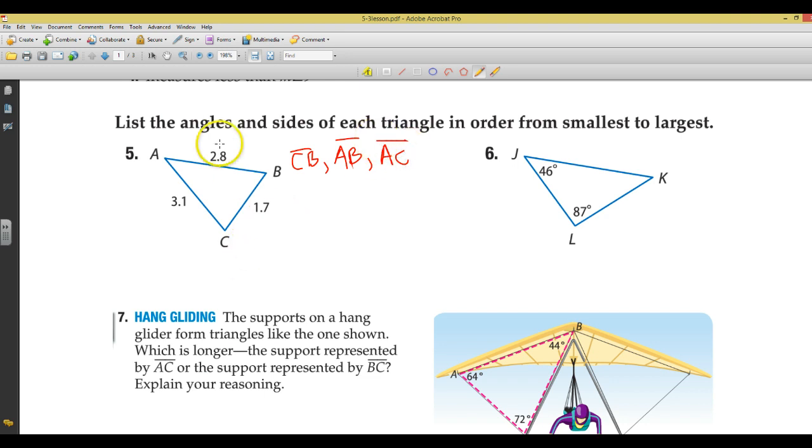Then we have a theorem that says that the smallest angle will be opposite from the shortest side. Since BC is the shortest side, our smallest angle is going to be angle A. Then opposite from 2.8 is C. And last, opposite from 3.1 is our largest angle, angle B.